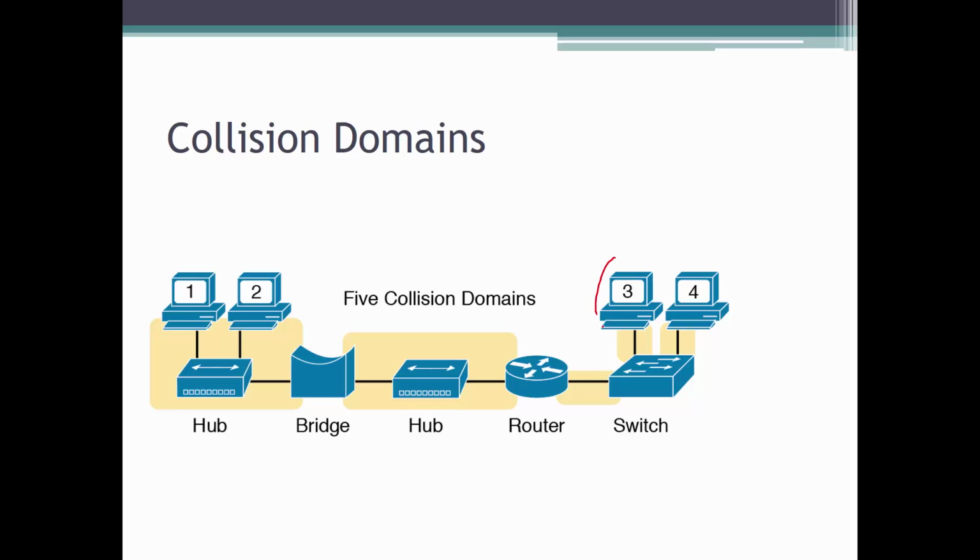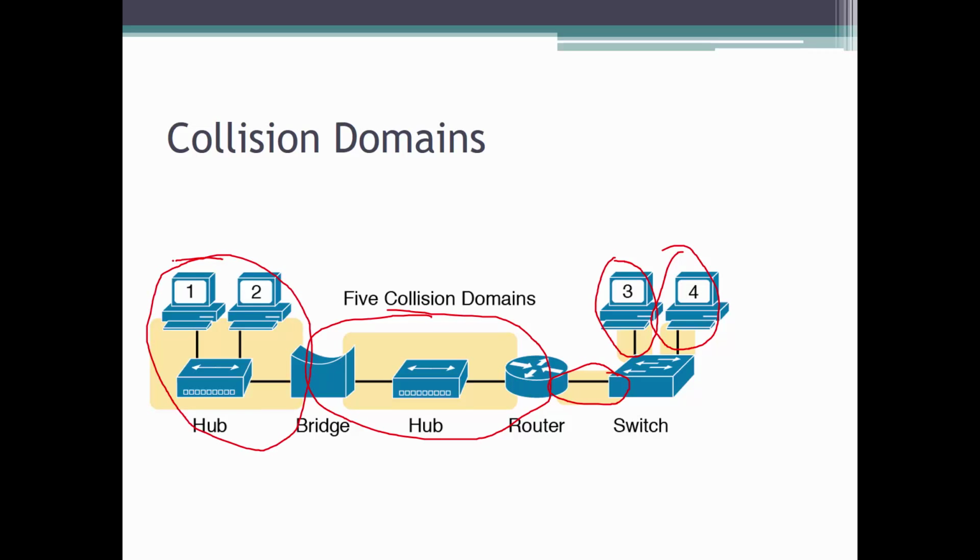Each one of these PCs is its own collision domain. That guy's an interface, so that's its own collision domain. So far that's 3. Here we have 4. And this is a hub, so we have 5 collision domains. I know it says 5 collision domains, but why? So I wanted to point that out.